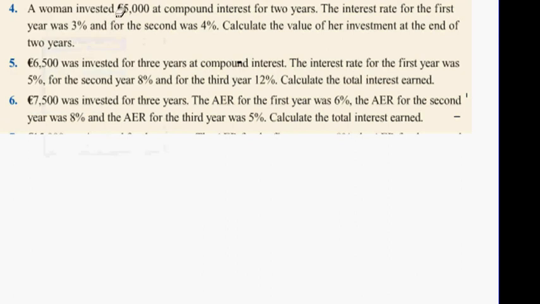A woman invested €5,000 at compound interest for 2 years. The interest rate for the first year was 3% and the interest rate for the second year was 4%. Calculate the value of her investment in the 2 years.